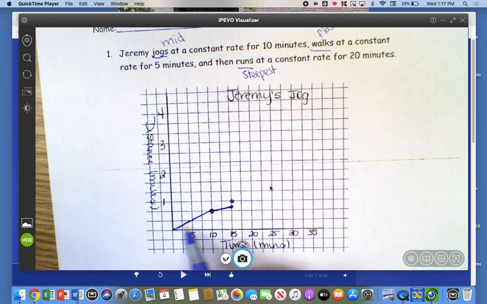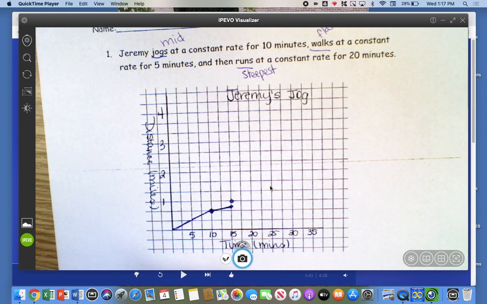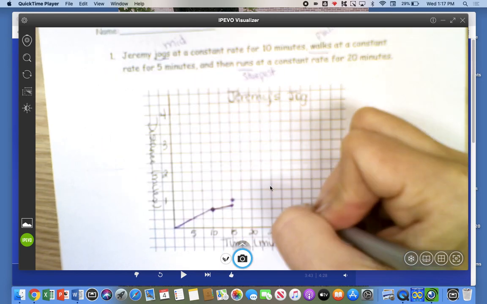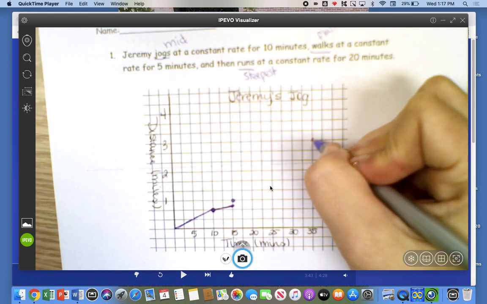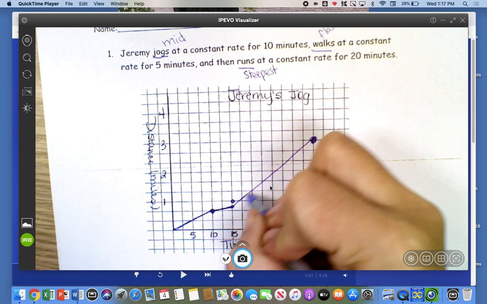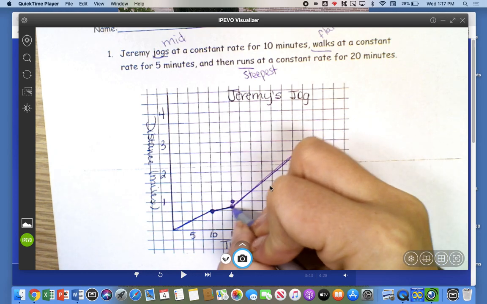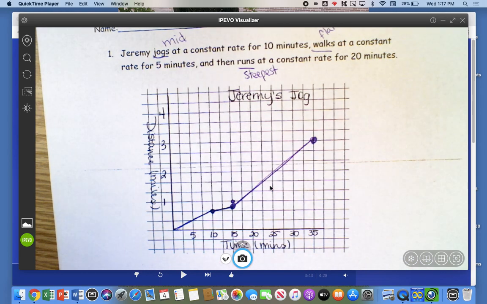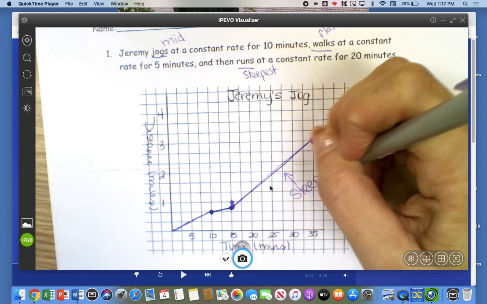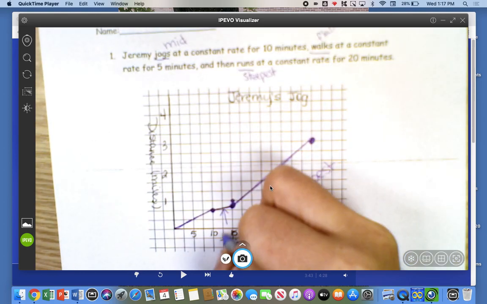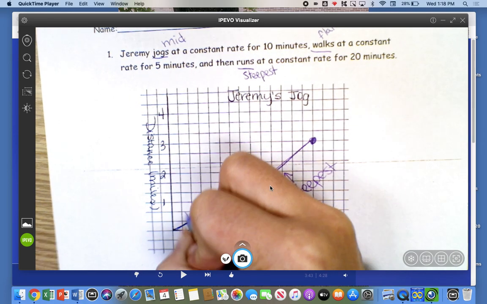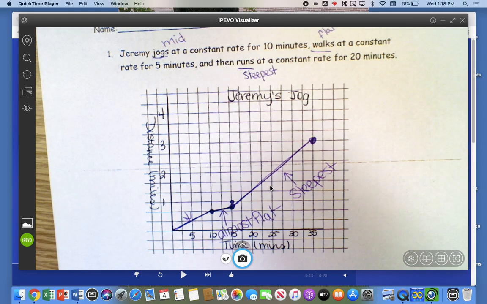So if you can see there, my walk is just a little bit flatter, and then my running for 20 minutes, 5, 10, 15, 20 minutes, I'm going to run. I'm going to make a really steep line there. Now, am I going to be super picky about your times? The only thing I'm worried about today is that this is the steepest, and this one is almost flat, and then this one would just be kind of in the middle to represent your jog.